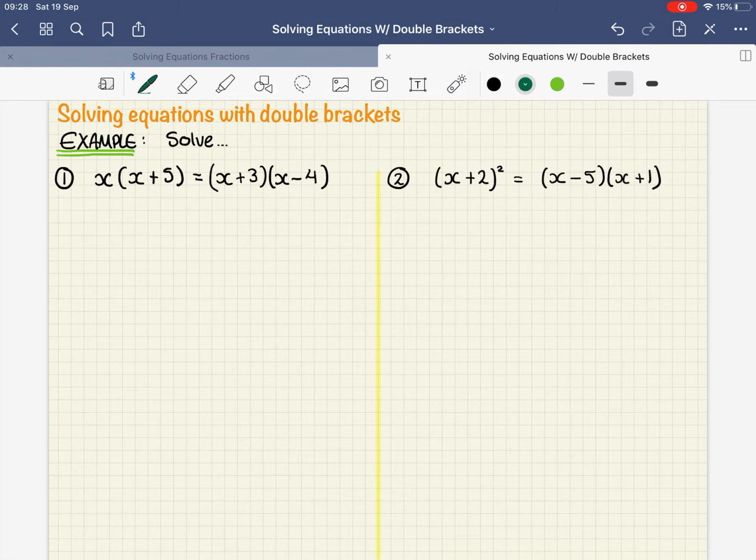So the first thing I want to do is expand both sides. If it helps, just focus on one side at a time. Firstly, I've got the left-hand side, which is just that single bracket, which is going to be x squared plus 5x. And then I've got my right-hand side of that, x plus 3, x minus 4. Follow through the steps of expansion. And this is the only example where I will write it out fully.